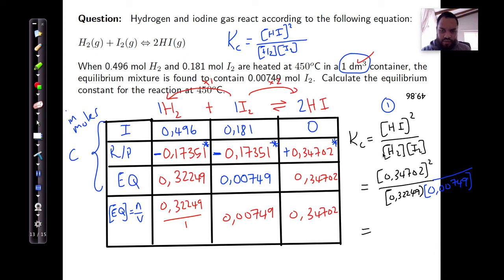That's going to give you 0.34702 raised to the power of 2 divided by 0.32249 multiplied by 0.00749. Okay, and that gives me an answer of 49.86.